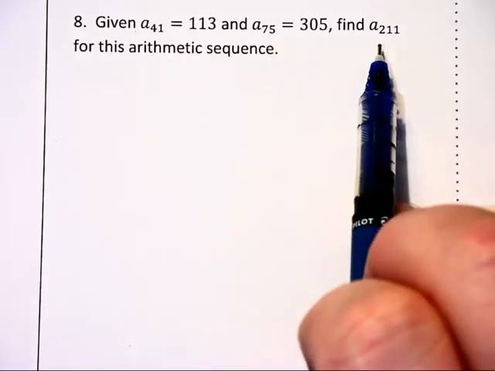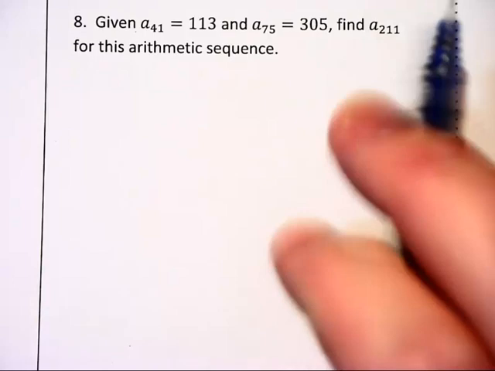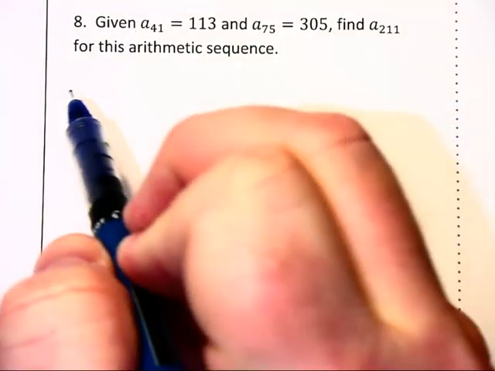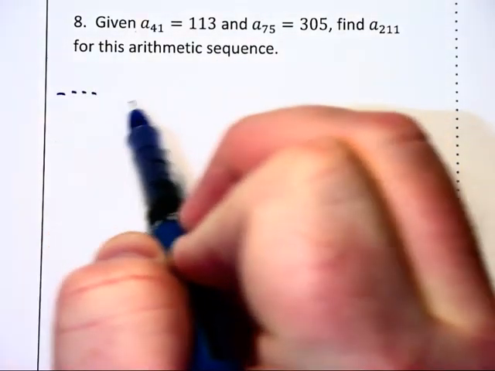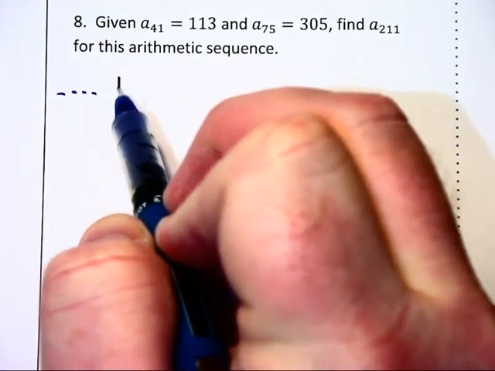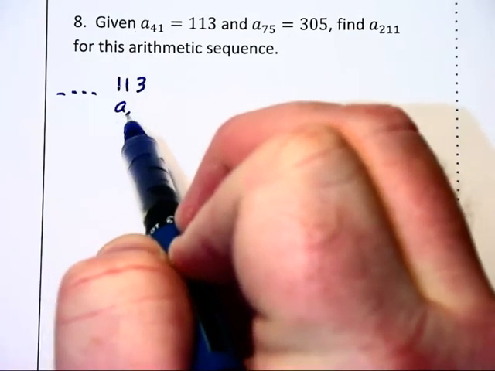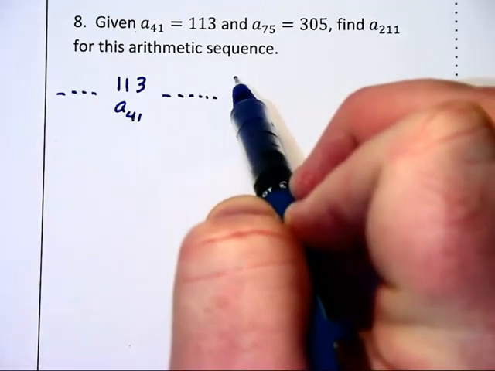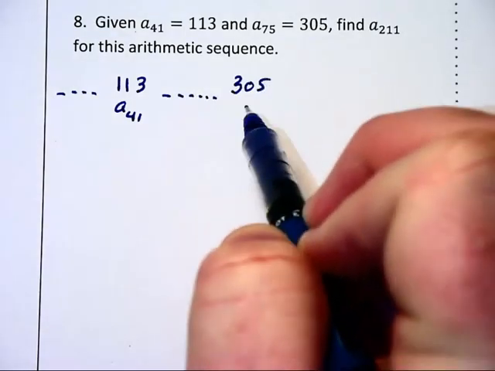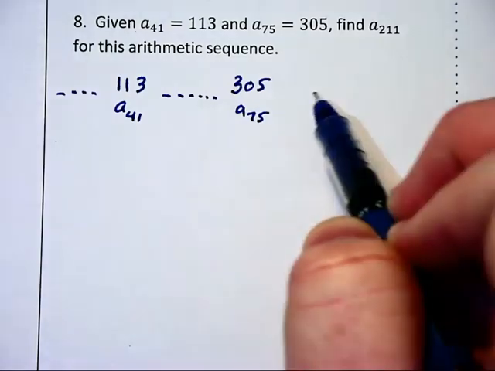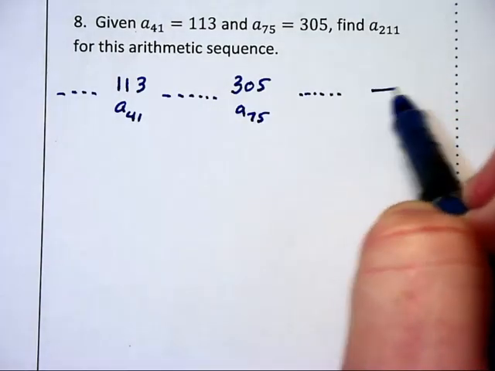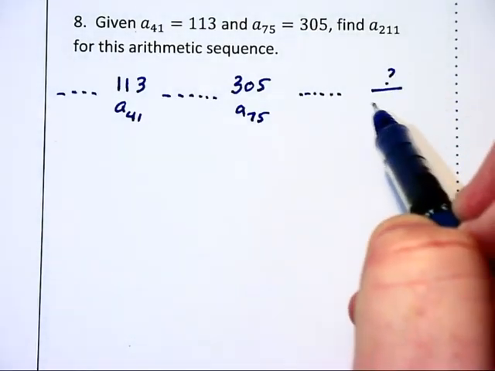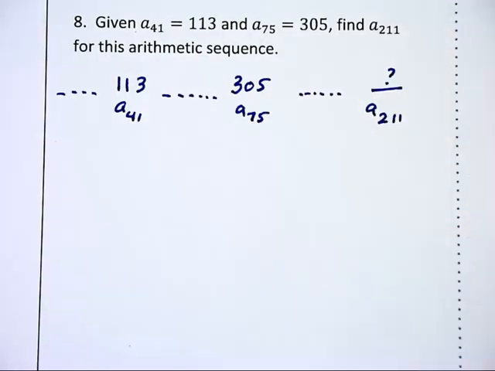In this problem, we are given the 41st term, which is 113, and the 75th term, which is 305, and we need to find the 211th term. I usually like to start with a little map here. Here's all our missing terms at the beginning, and 113 is the 41st term. And then if we go on quite a ways, we find out that 305 is the 75th term. And going out a ways here, we have a need to find the 211th term.